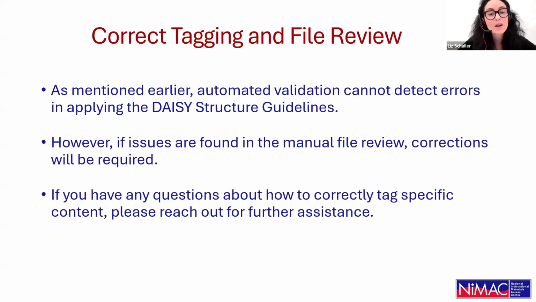Because the automated validation can't detect errors in applying the structure guidelines, these are things that we look at as part of the manual file review. And if we do spot issues with list or table tagging, things of that nature, pagination tagging, we will require the vendor to correct those before we certify the file. If you do have any questions about feedback we provide on an issue, or you're not finding the answer that you're looking for in the structure guidelines, again, we're more than happy to help.